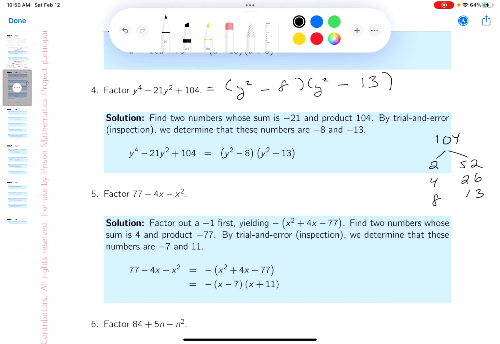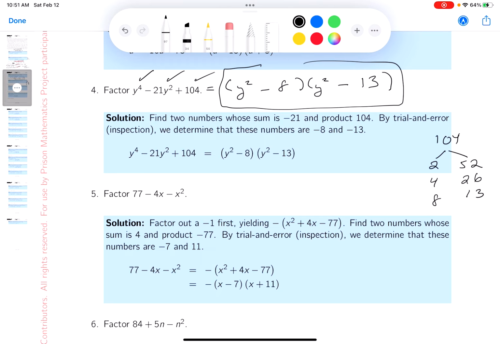Let me go through that with you. y squared times y squared is y to the fourth. Bingo. What do you get next? Minus 13y squared minus 8y squared, which is minus 21y squared. Minus 8 times minus 13 is a positive 104. So this is a factorization of the problem, and it's a factorization we're giving you.